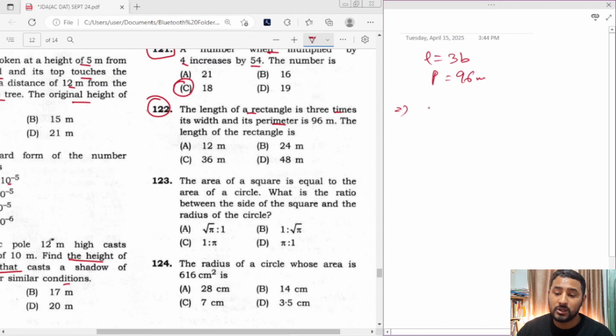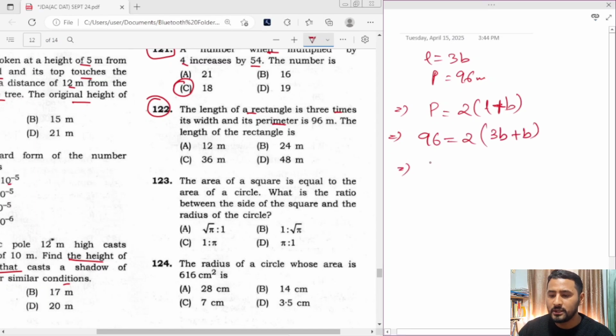Perimeter of a rectangle is what? Perimeter of a rectangle is twice length plus breadth. Okay, twice length plus breadth. So maybe for MPSC it is their favorite question, giving perimeter always. Perimeter in the question is already given, 96. 2, our length is how much? 3b plus b. Just put the values to get the answer.